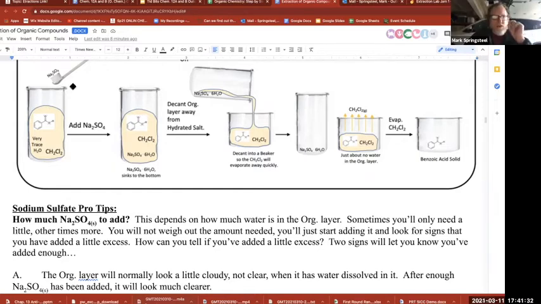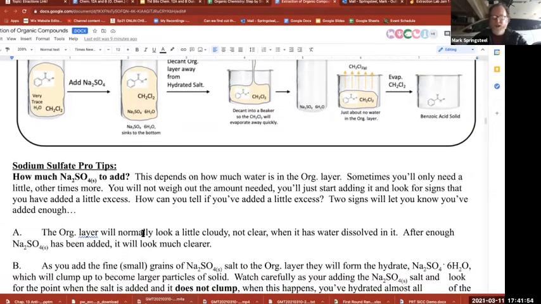And also, the first little bit of sodium sulfate you add, when it forms the hydrate, it clumps together. You can have little tiny grains of sodium sulfate that are anhydrous. When they get hydrated, they form bigger grains, and it looks clumpy. So as you're adding sodium sulfate, you'll see it clumps because it's hydrating. Then when almost all the water is gone from the organic layer, you add sodium sulfate and it doesn't clump, it stays as little tiny grains. So that's pretty much how you know you've added enough.